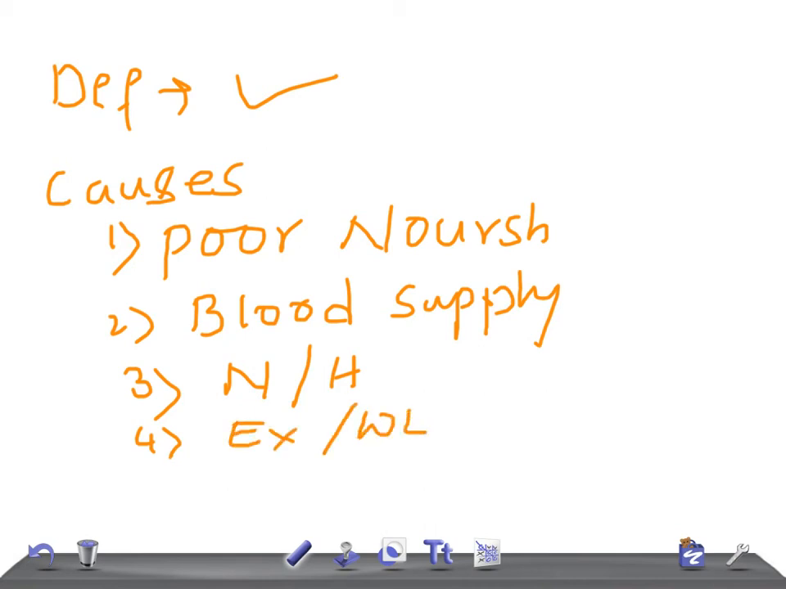And the other cause can be intrinsic disease of the tissue or organ. Okay, so these are the important causes of atrophy you should remember. Just a basic thing. That's it.